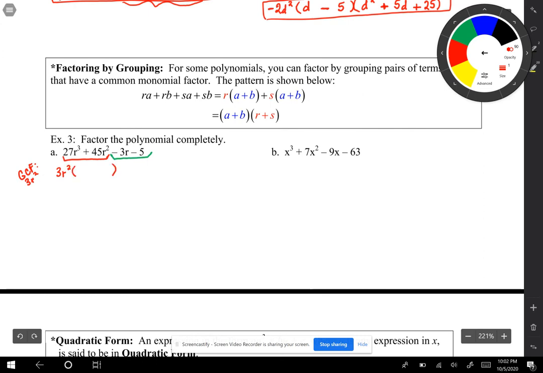We haven't even looked at the stuff in green. So this is going to be 9, because that's the only way you can get 27. And you have to have another r to get the r cubed. And in order to get 45, 3 times, and this is plus due to the plus in the middle, 15. So 3r squared times 15 gives us 45r squared. I did that wrong, because the greatest common factor is not 3, it's 9.